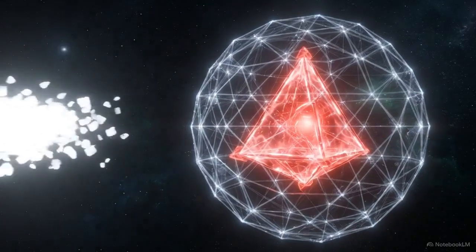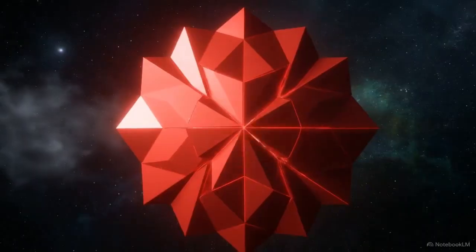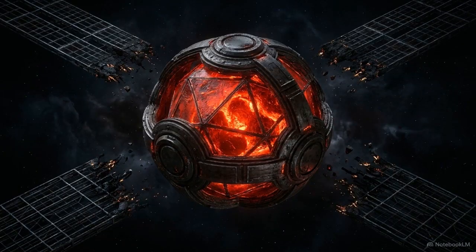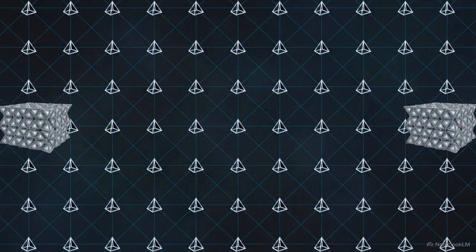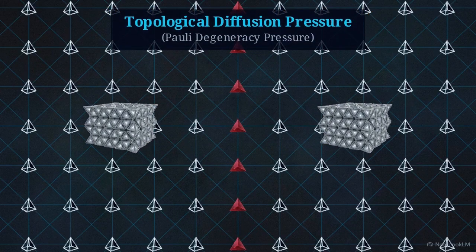Because every vertex has that 7/768 capacity limit, a node that is already full simply refuses to accept more data. This hard veto creates a physical lockout between packets. This microscopic no-vacancy sign is the origin of Pauli degeneracy pressure, the fundamental force that prevents matter from overlapping and keeps the universe from collapsing into a single point.